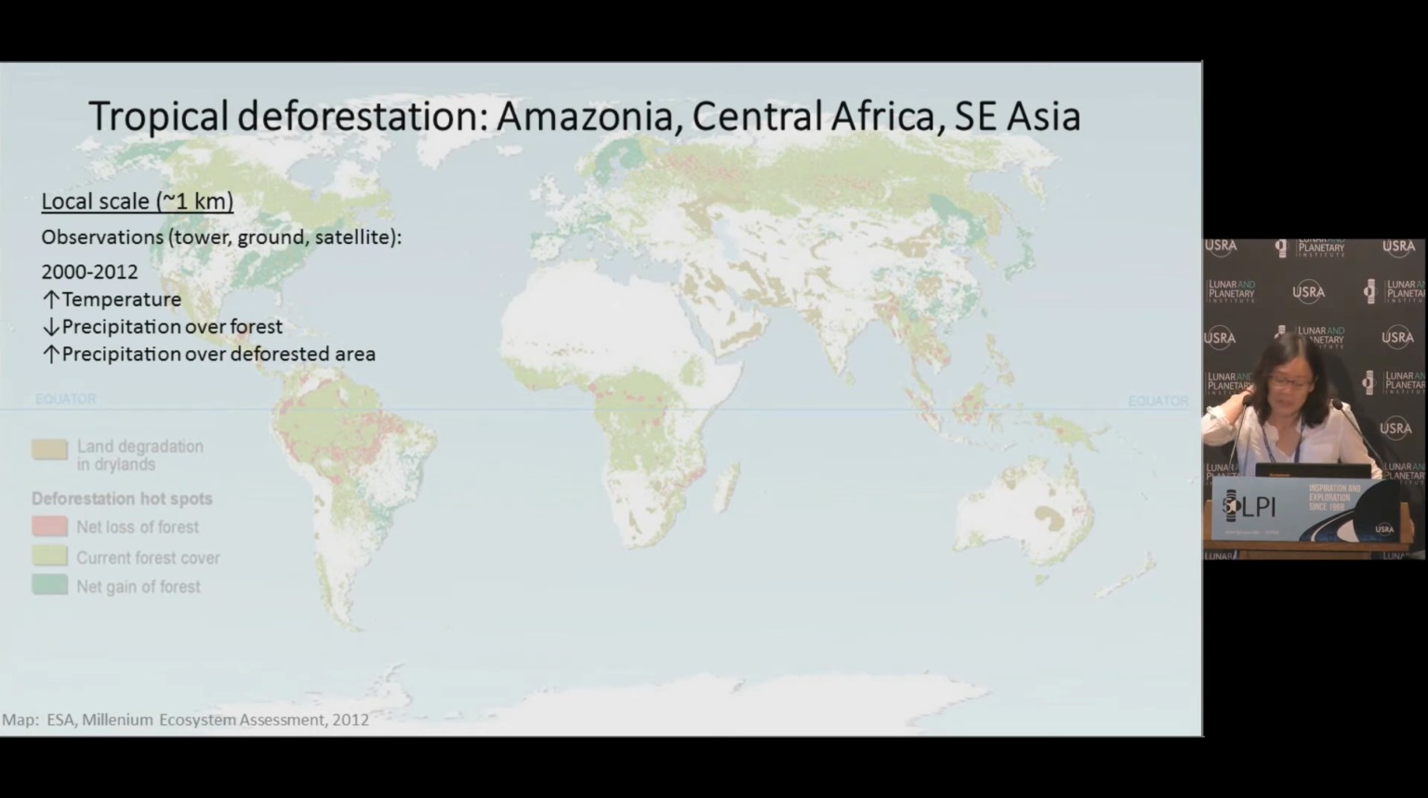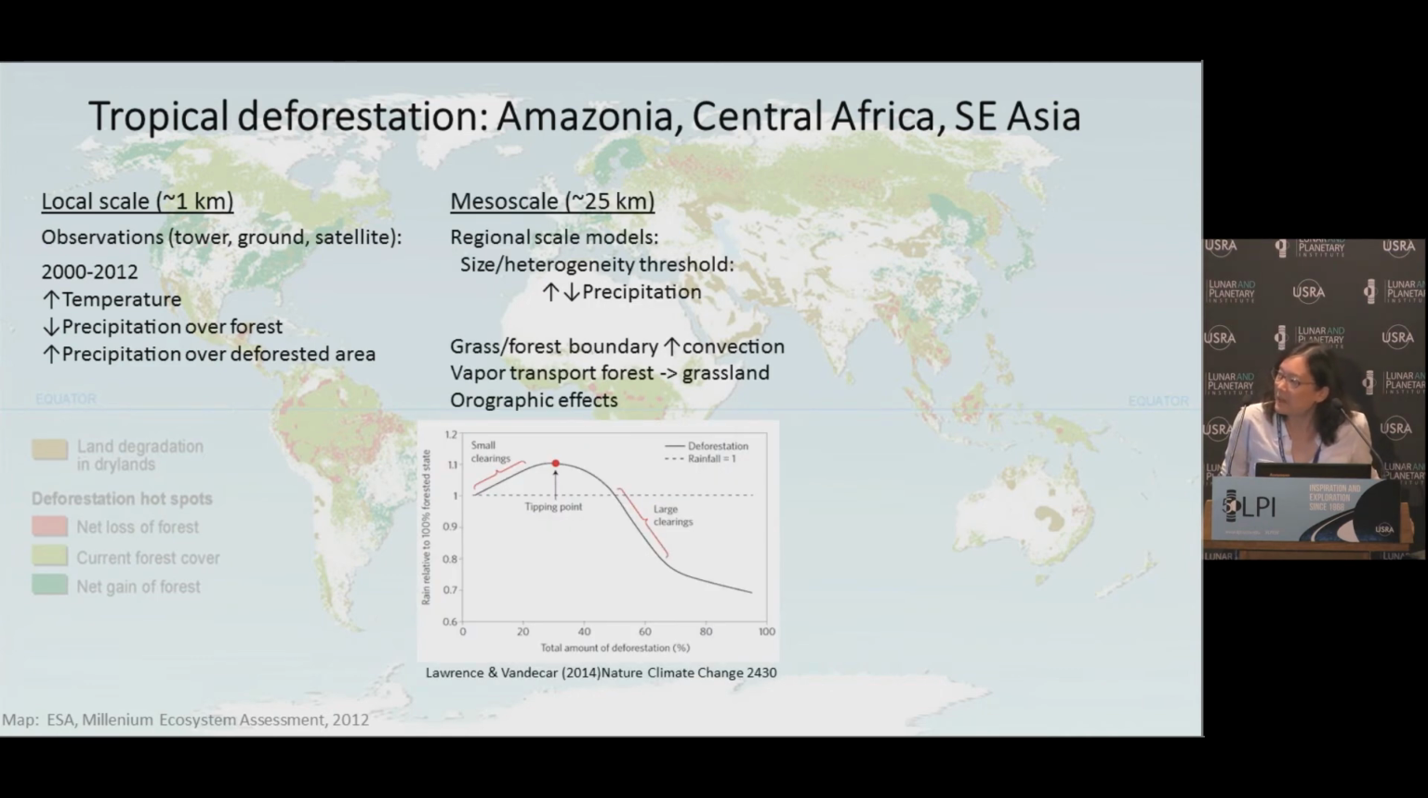This is a good example contrasting local versus larger scale meteorology. Local observations in the tropics find that precipitation is increasing over deforested areas, but there's actually a decline in precipitation over the forests. Mesoscale models seem to explain this: there's more convection at the grass-forest boundaries, which allows vapor transfer from the forest to the grassland, and so you get precipitation over the grassland.